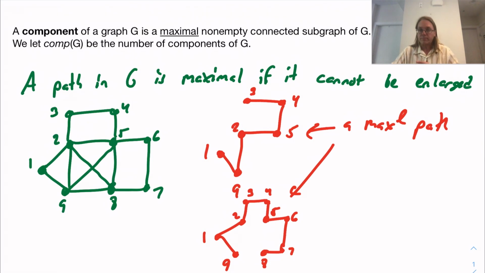Right? So it's not that you found the longest one. It's just that you found one that is as big as you can make it. Well, sorry, I keep saying the word enlarged. I'm looking for synonyms here, but if you found a maximal path, you found a path that cannot be enlarged while staying a path. So the concept of minimal is similar. Let me just show you a path that's not maximal.